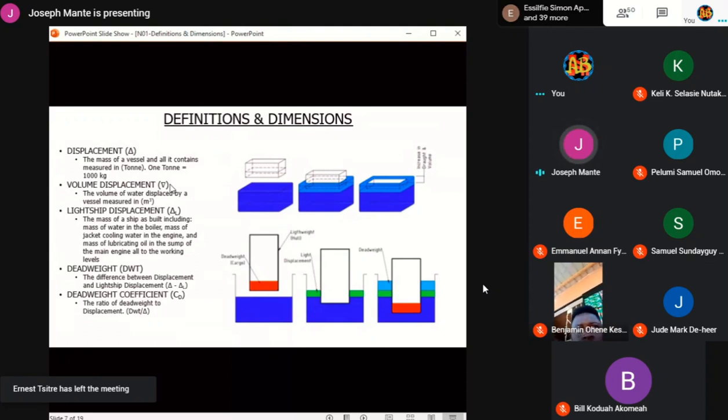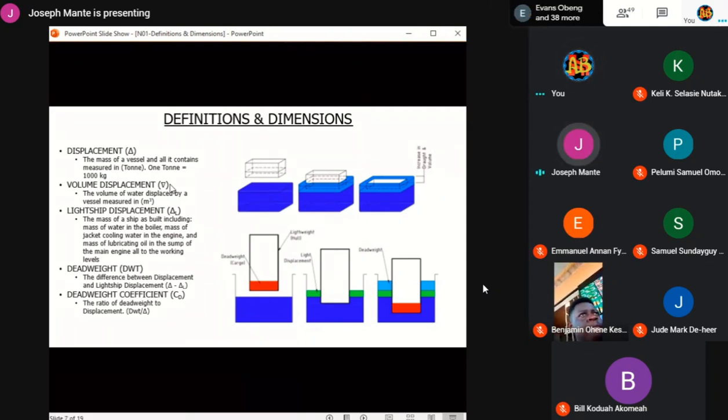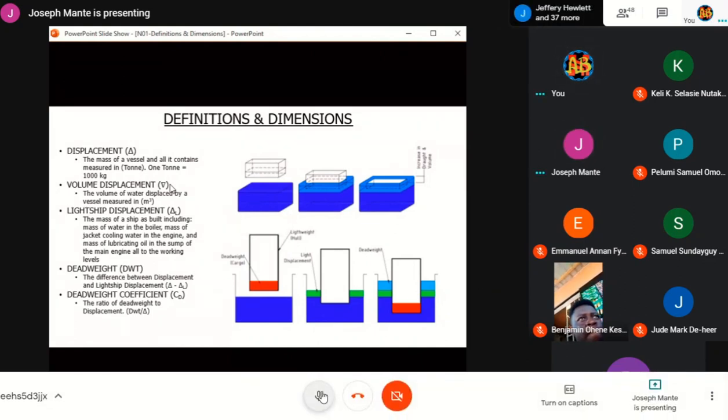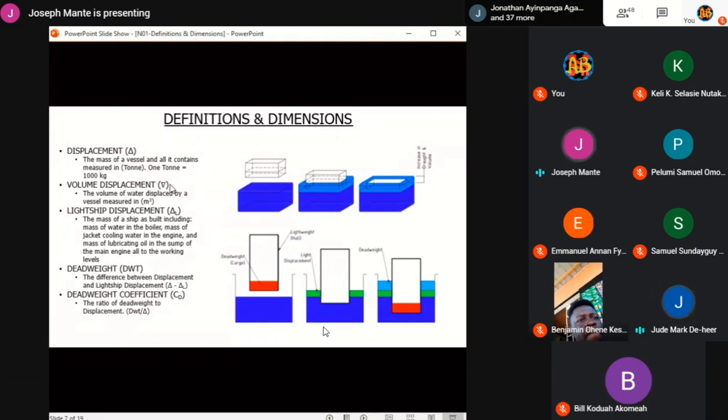So for instance, especially when we are on the shores of RMU, you will see the vessel crossing. You realize that the vessel is at a certain water line. Some part of the vessel is in the water, and some part is outside. So that part which is in the water has displaced some water. So we can say that is the volume of water displaced by the vessel.